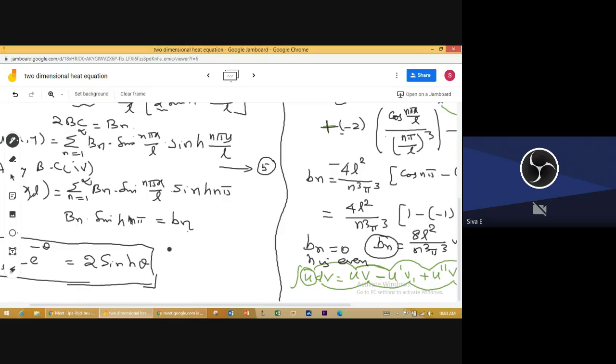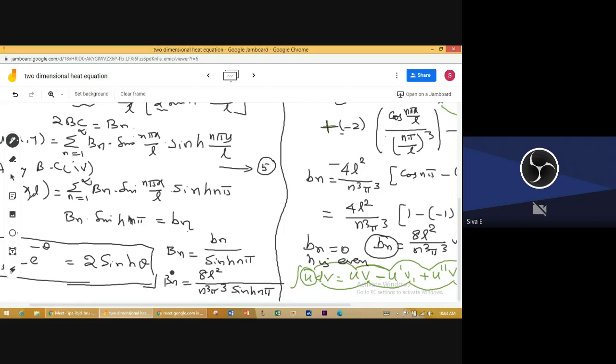So what is capital Bn here? Capital Bn equals small bn divided by sinh n pi. Substitute that value: 8l square by n cube pi cube divided by sinh n pi. So capital Bn equals 8l square by n cube pi cube sinh n pi.